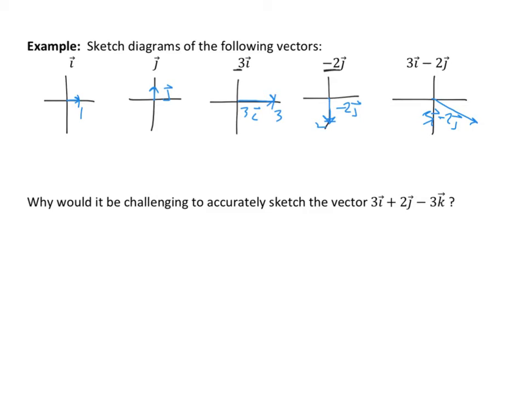You guys may be seeing some parallels between this graphing work that we just did up here and something you guys have done before in math. We're going to hold on to that thought for just a moment. And I do want to ask this question. Why would it be challenging for us to accurately sketch this vector, 3i plus 2j minus 3k? Pause the video for a moment and collect your thoughts there.